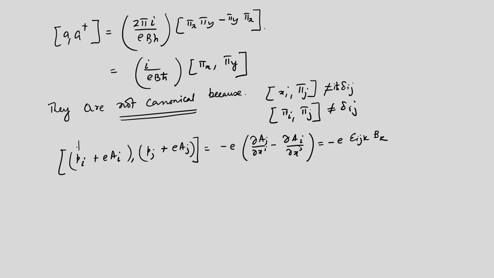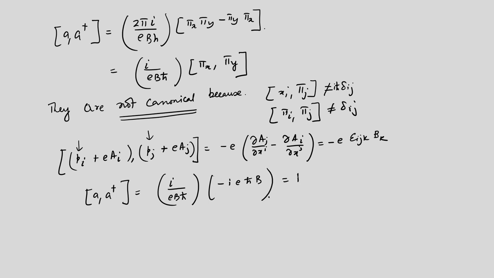Remember that these p_i and p_j are canonical momenta, and then work out various things, you will get this. Okay. So if you put in there, then [a, a†] becomes equal to i over eB ħ multiplied by minus i e ħ B, and these will cancel and give you equal to 1. So the commutator of a and a† is equal to 1, and these are important.